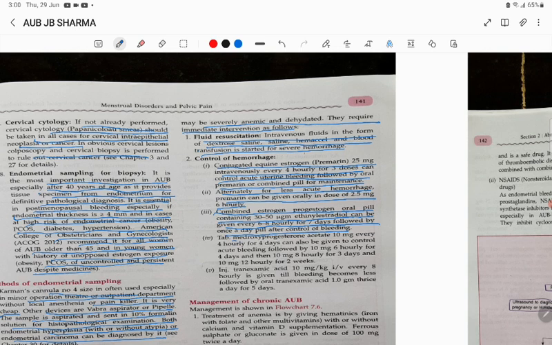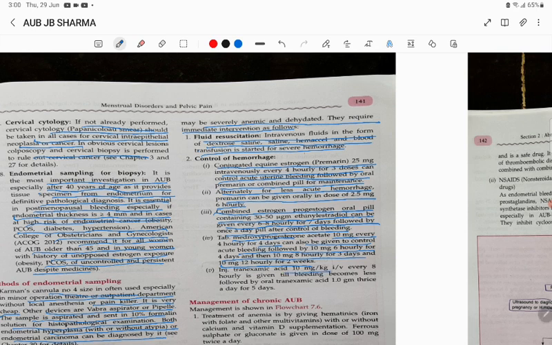Tablet medroxyprogesterone acetate 10 mg every 4 hourly for 4 days, then every 6 hourly for 4 days, then 10 mg 8 hourly for 3 days, then 10 mg 12 hourly, continued for 2 weeks.